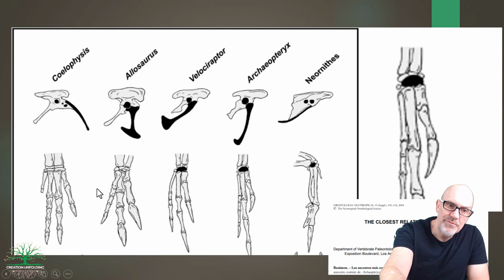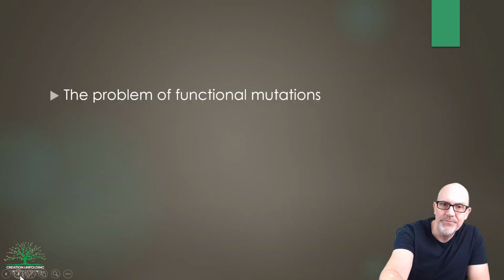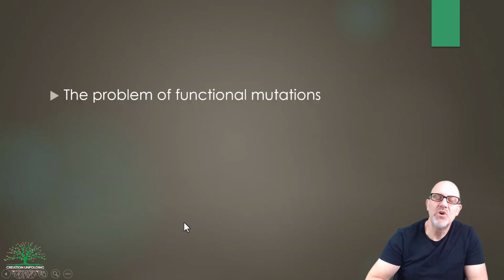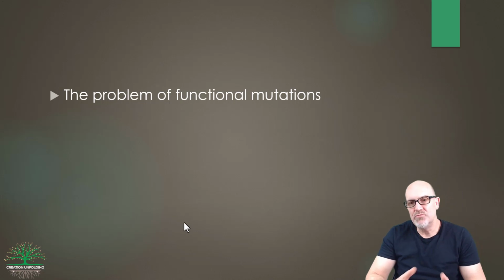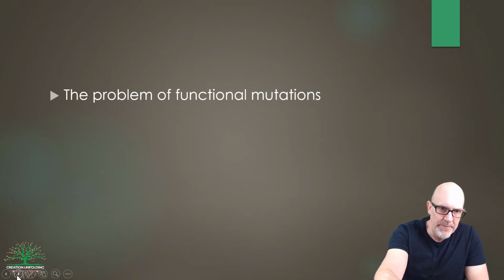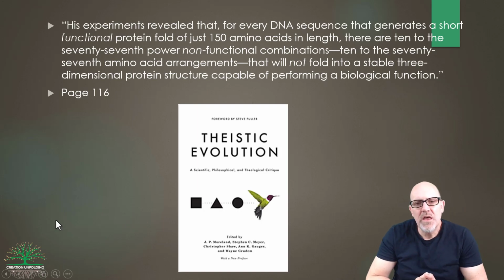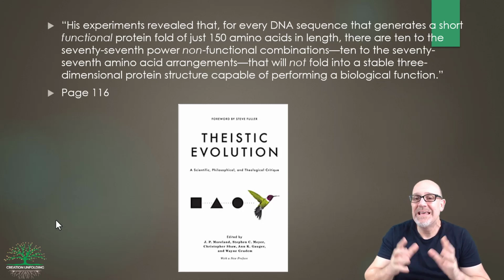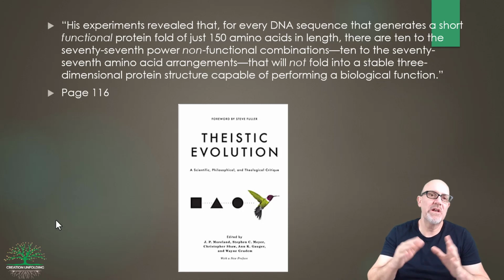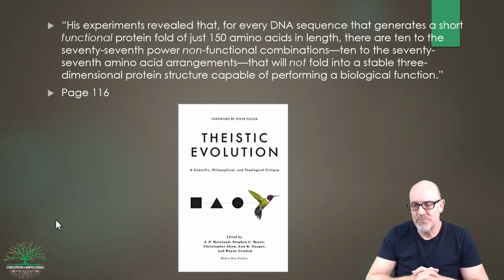But there are lots of problems with this, as I'll point out. The first problem has to do with functional mutations. What does that mean? Well, let me first of all quote Stephen Meyer. This is from Theistic Evolution: A Scientific, Philosophical, and Theological Critique. It's an excellent book, published in 2017. It is from Old Earth creationists, but I would advise reading it. Some good stuff in it.